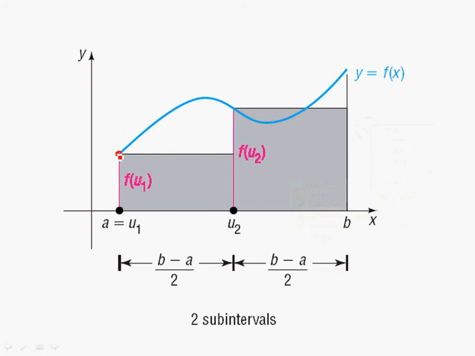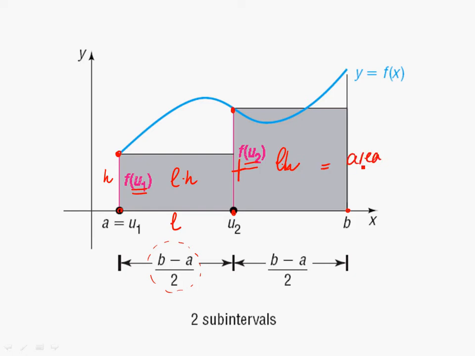Like this point can be found by evaluating the function at U1. This point here can be found by evaluating the function at U2. You know what the locations are here, here, and here. So you can find the distance. Okay, basically that's (b minus a) over 2. So that will give you a length here and a height here. So the area here would be length times height. You do that here, length times height. You add them together and you have an area.